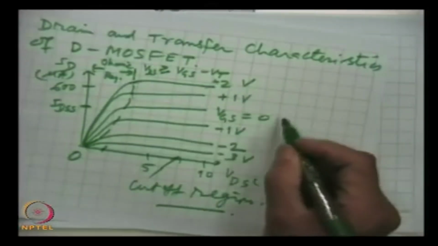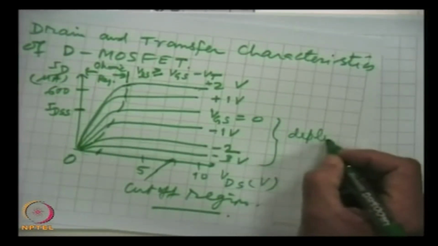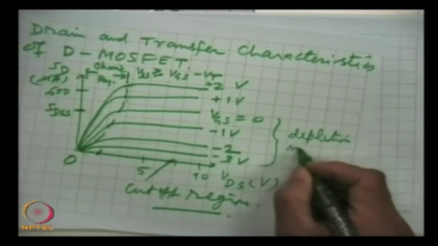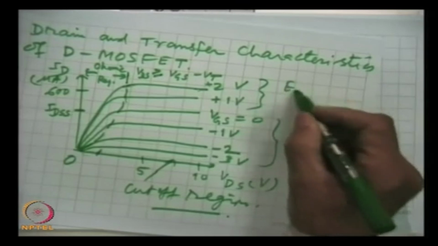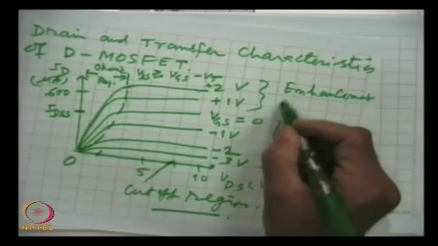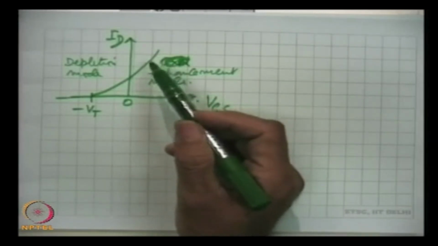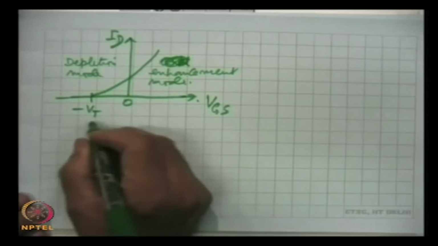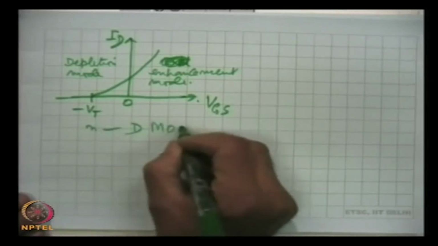This is the depletion mode, and this is the enhancement mode. So, if we plot these points, we come for this part of the plot. This is for N channel depletion MOSFET.